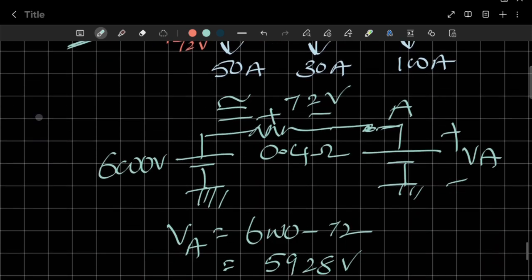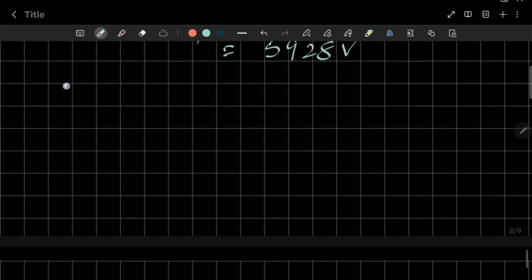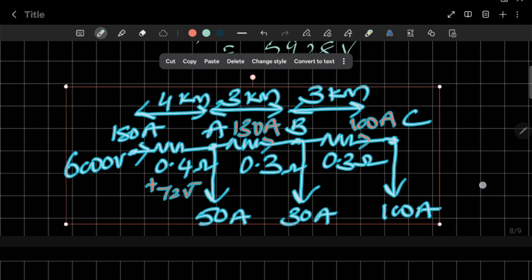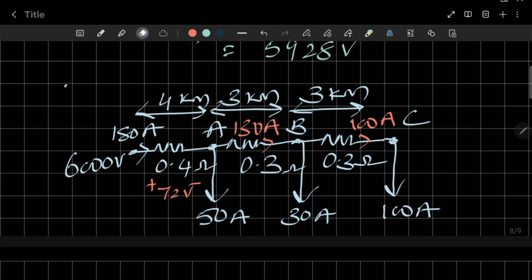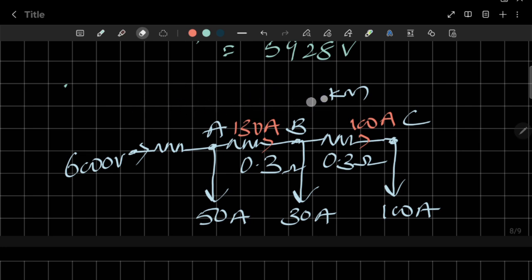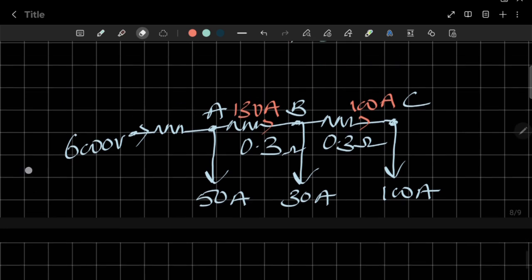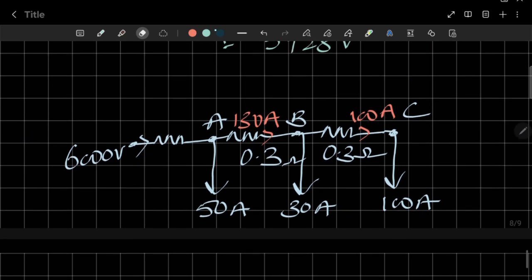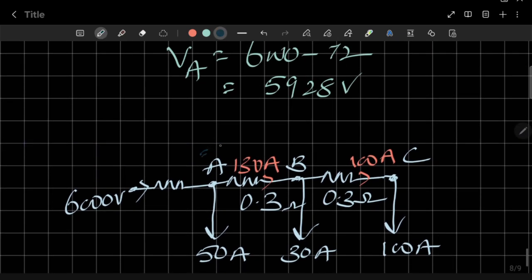Again, I have already copied it, so again I'm taking it. So I have taken it like this. Okay, I will erase the unnecessary things for better understanding. Now you see, what did we get? We got VA is equal to 5928 volts. 5928 volts we got at node A. Okay, then what is the voltage across now?